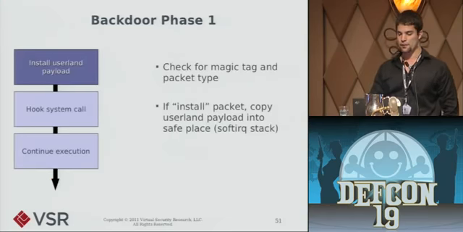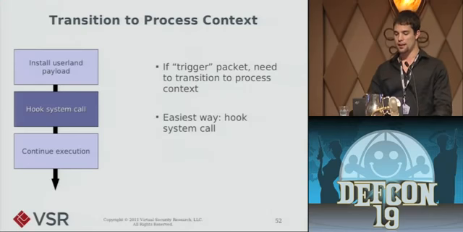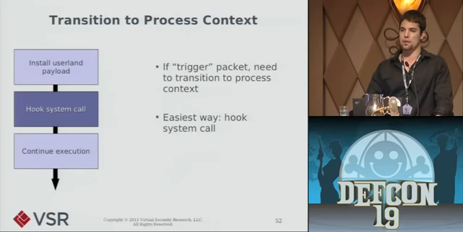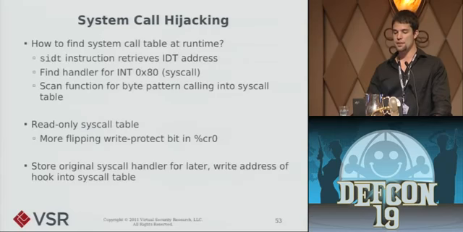So for the first phase, we check the magic tag when we receive an ICMP packet, and if it's an install packet, then we'll just copy the payload that's in the packet into a safe place, and we're going to keep using the SoftIRQ stack as a good place to store stuff. If we get a trigger packet, then we need to make that transition to process context. And in my opinion, the easiest way to do so is to hook a system call, because whenever a process calls a system call, it will then be executing kernel code in process context, which is where we want to be. How to do this has been done before.